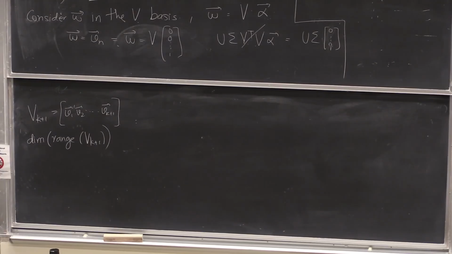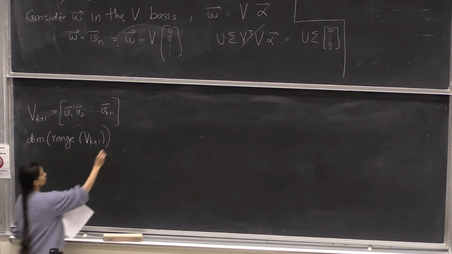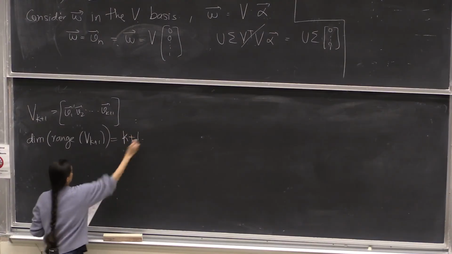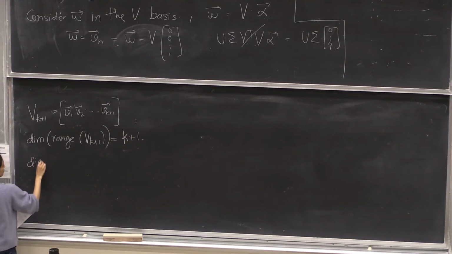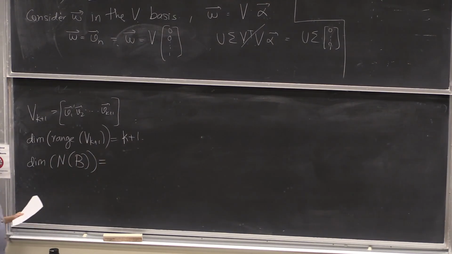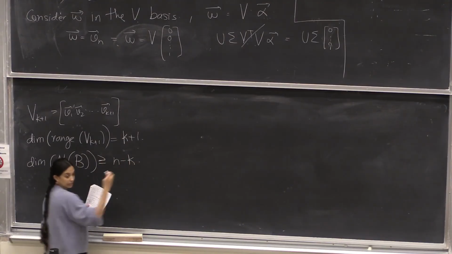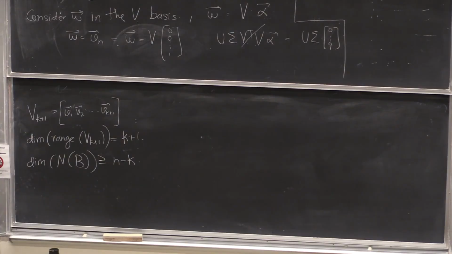K plus 1, right? V1, V2, up to Vk plus 1 are all orthogonal to each other. They're all linearly independent. Therefore, the space they span must be a k plus 1 dimensional space. Everyone with me there? What is the dimension of the null space of B? It must be at least greater than or equal to n minus k, right? Because B is of rank less than or equal to k. So it could be n minus k, but it could be even bigger than n minus k.